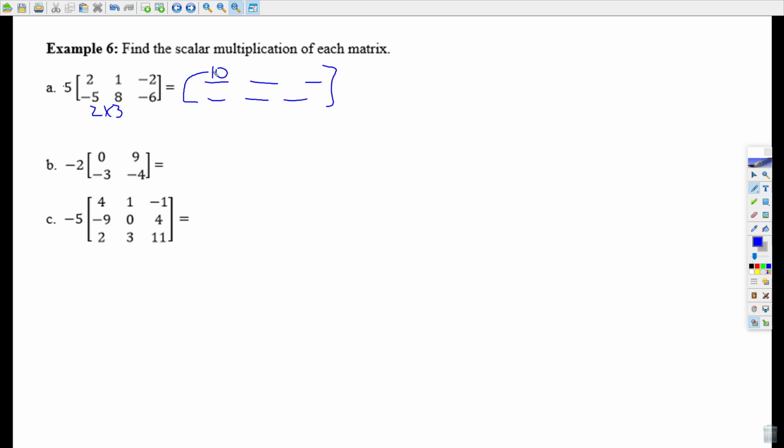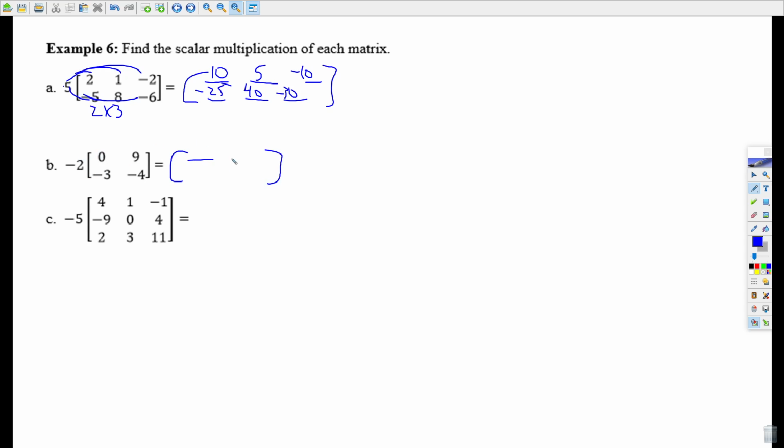So we have 10. We have 5. -10. We have a -25. Right? It's going to everything. Boom, boom, boom, boom, boom. There we go. 5 times 8, 40. 5 times 6. Oh, it's a -6. So -30. All right. You guys can finish the other two.